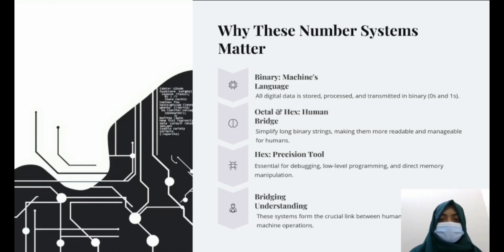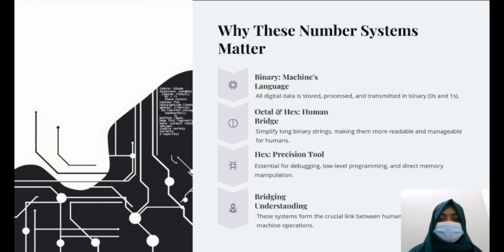Today I am going to talk about why number systems are so important in computers and how understanding them helps us communicate better with machines. Binary, the computer's own language. Every computer in the world understands only one language, binary, which uses just 0 and 1. All digital information, text, image, music, video, everything is ultimately stored and processed in this simple two-digit system. So binary is truly the foundation of all computing.